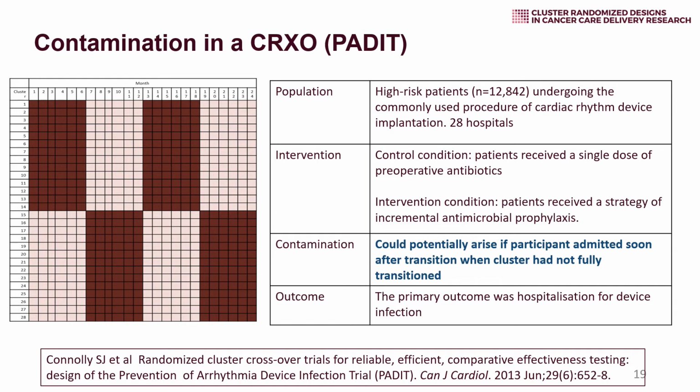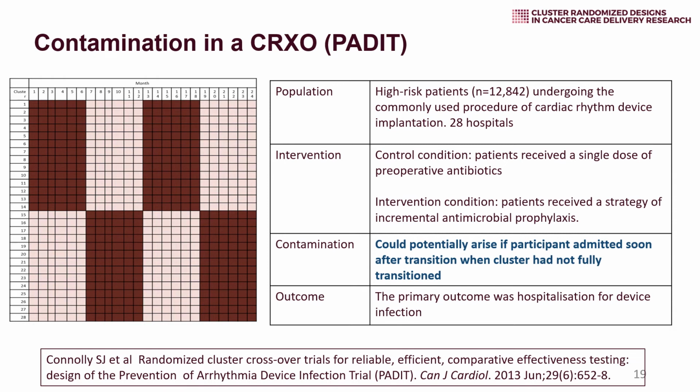The first 14 clusters have been allocated to the first sequence, where they spend 6 months under the intervention condition, then 6 months in the control, and so on. And the other 14 clusters are allocated to the dual of that sequence. So this trial was conducted across 28 hospitals. It included around 12 or 13,000 high-risk patients who were undergoing a commonly used procedure for a cardiac rhythm device implementation.